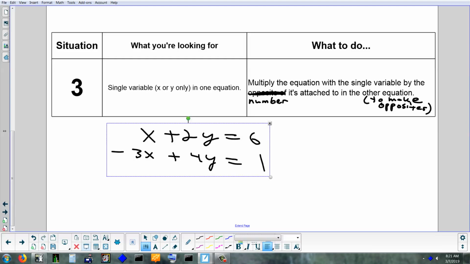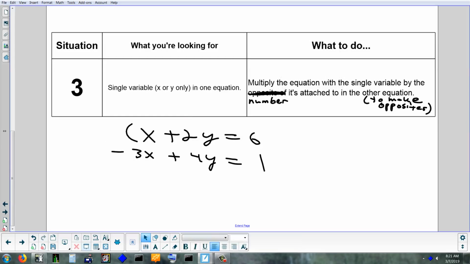Are the x's already opposites here? Yes, they're already opposites. So what would you have to multiply this top equation by to make them the same number? They're already opposites. You just need to get the same number. Just a 3. So just pay attention that there's one exception to the rule of what to do for situation 3. If it's already negative, then you just multiply by the number that's attached. That's why Mr. Hager made such a big deal and emphasized to make opposites. If it's already opposite, you just have to multiply by the number. You don't need the sign.